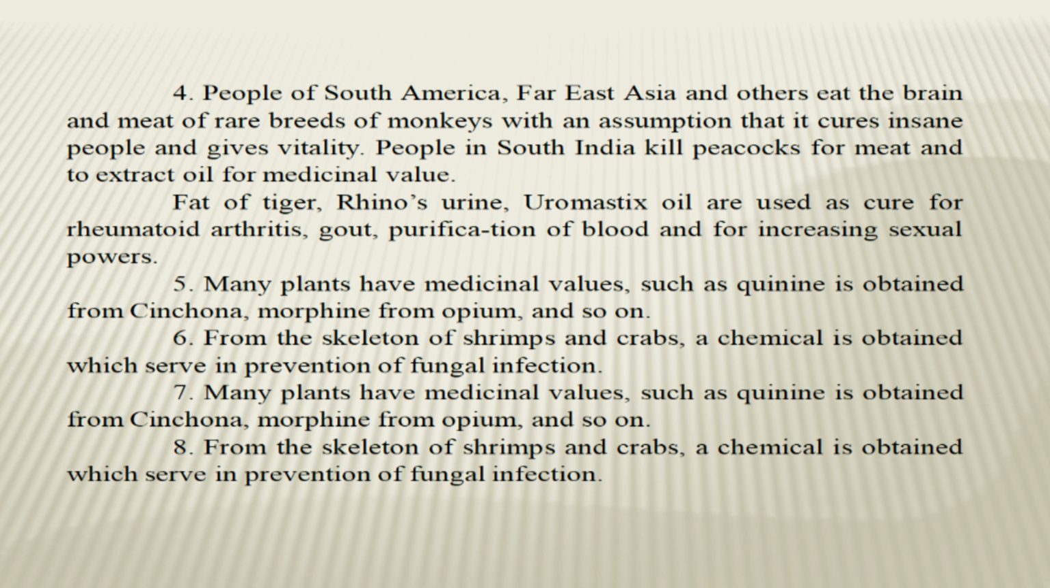Then many plants have medicinal values such as quinine is obtained from cinchona, morphine from opium and so on. They are used as anesthetics. Then from the skeleton of shrimps and crabs, a chemical is obtained which serves in prevention of fungal infection.